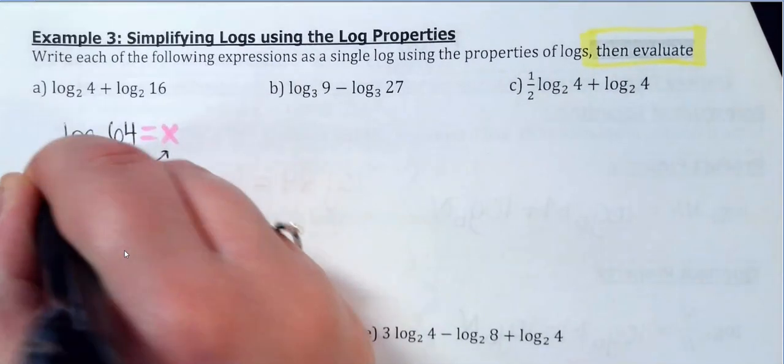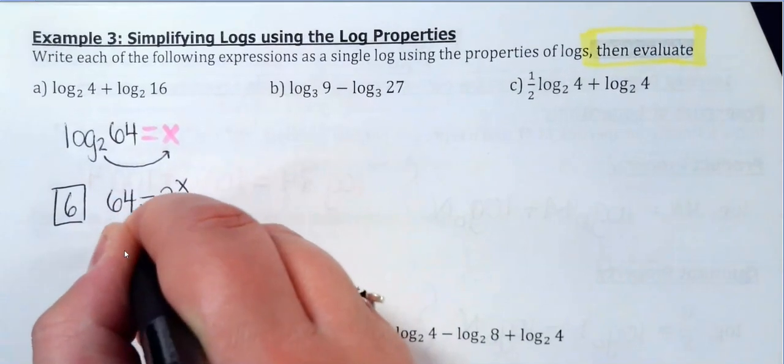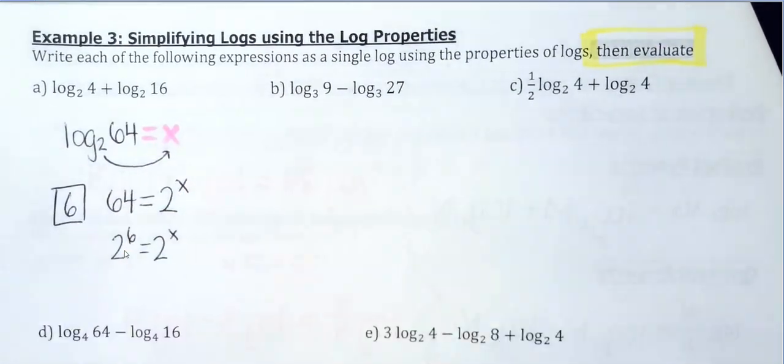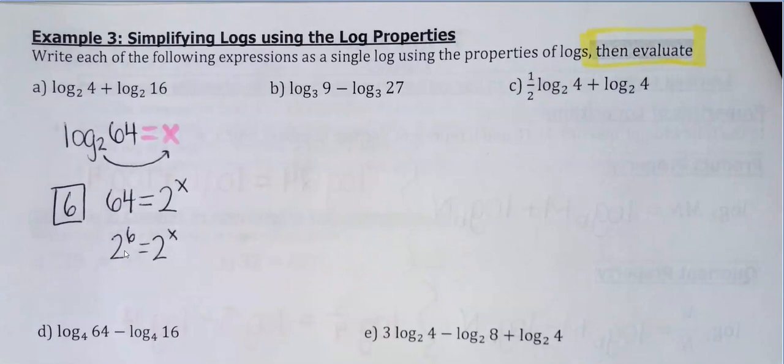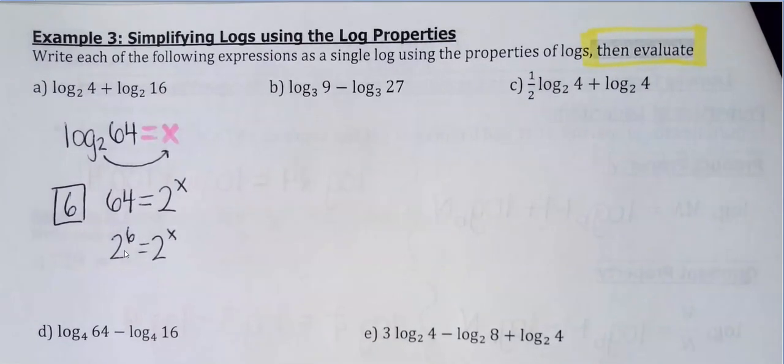The reason is 64 is 2 to the 6th power. If you want to skip that step, that's fine. But you're just trying to figure out what that exponent would be. If you're having a hard time, try to write that number so it has the same base there. It's 2. 2 to the 6th power is 64.